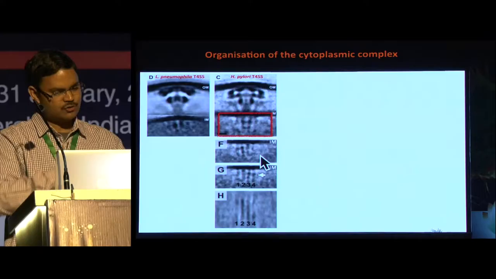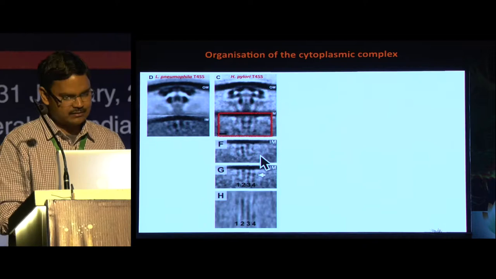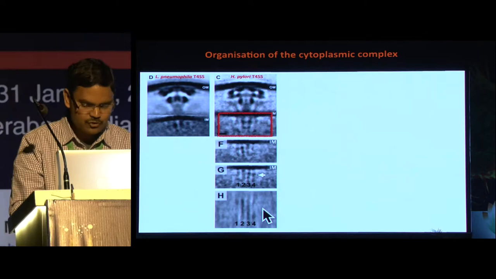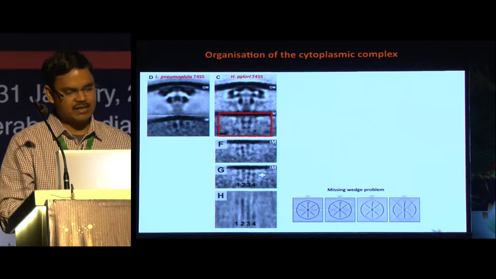A subtomogram average is a 3D volume. So if you look through different slices at the back, at the middle, and at the top, these are different views of the complex. And here, this is an end-on view of the complex. Basically, you are looking at the complex from the cytoplasmic side. This is where the missing wedge problem that I mentioned at the very beginning comes in handy.